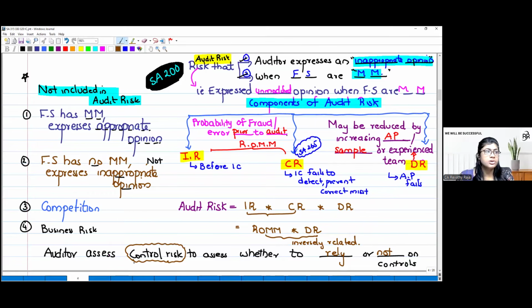Okay. So guys, in this, anything can be asked, but one very important question is the concept of audit risk. Why does SA 200 come here? In SA 200 only we say audit risk cannot be reduced to zero. Inherent limitations, ILA, inherent limitations of audit. Then what are the components which are not included in audit risk?